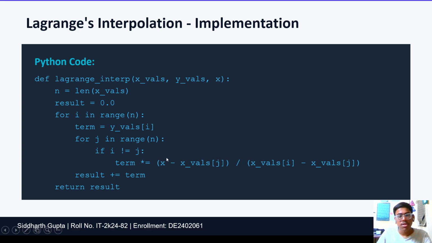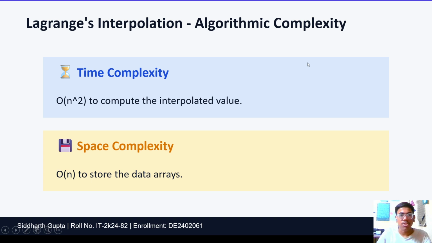If I is not equal to j, this is the formula for Lagrange. Term will be equal to term times x minus x vals of j upon x vals of I minus x vals of j, and the term will be added back to the result, and we will return the result. So this is a simple Python implementation code for Lagrange interpolation.